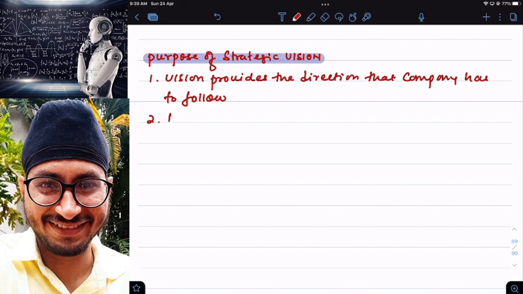Next, it helps to develop mission. Obviously, sir, first I will decide my vision, what I want to be in future. Then I will decide my today's mission. What am I today? Mission. What I want to be in future? Vision. So vision will help me to create my mission.